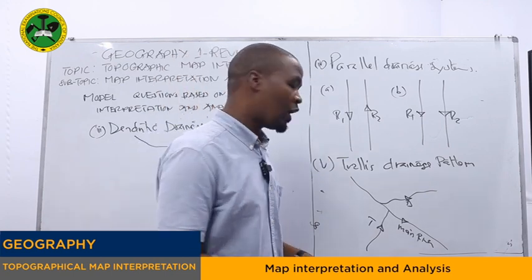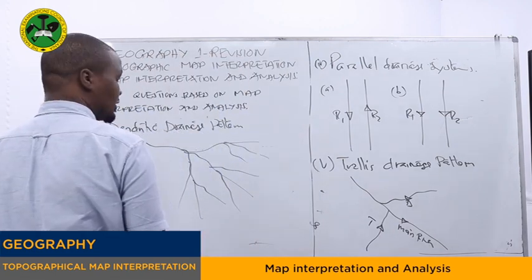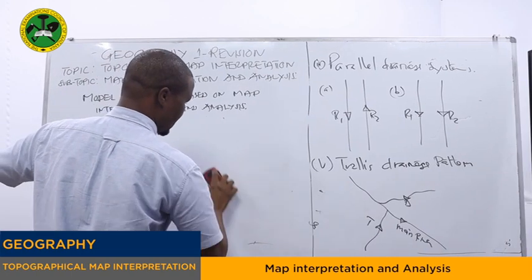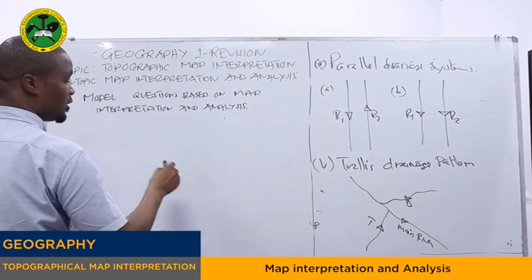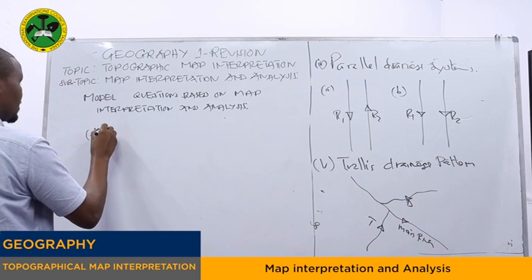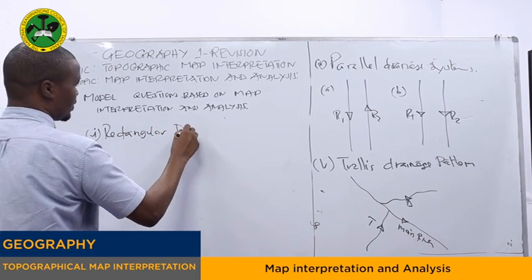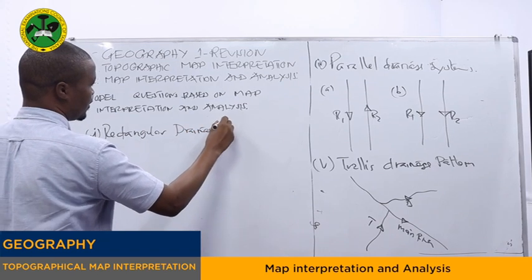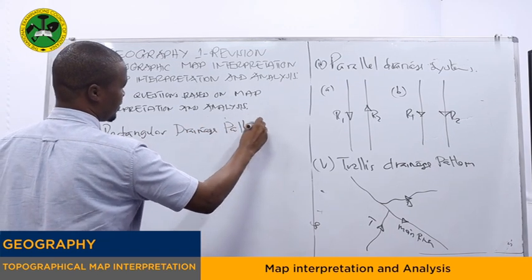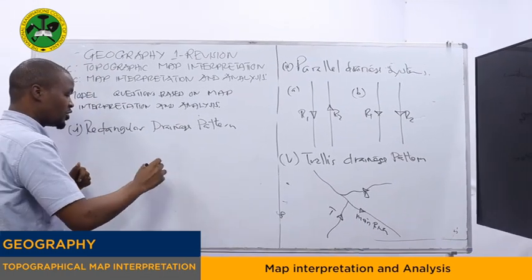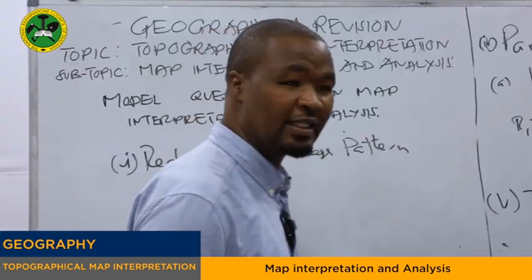Then apart from this, we have what we call the rectangular drainage pattern or drainage system. The rectangular drainage pattern means the river and its distributaries or tributaries meet at exactly right angles.